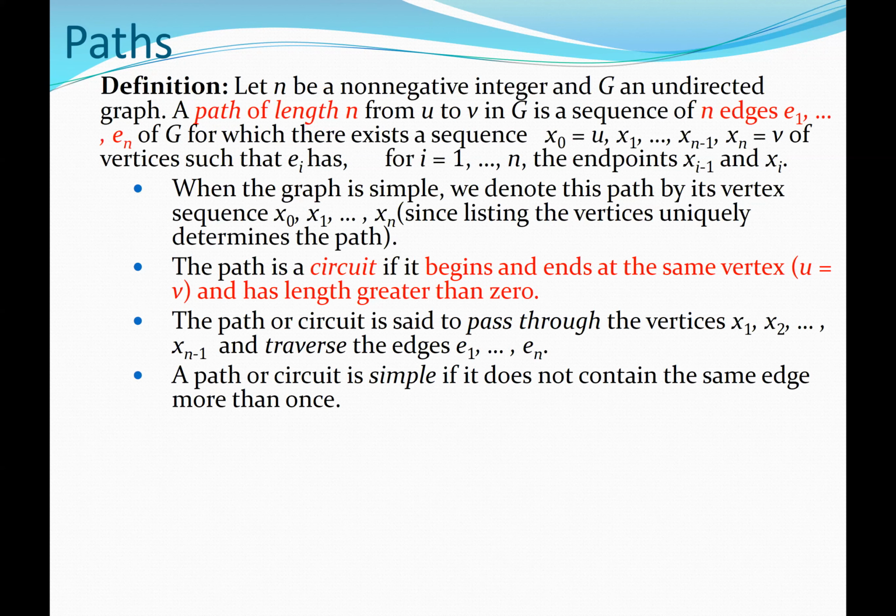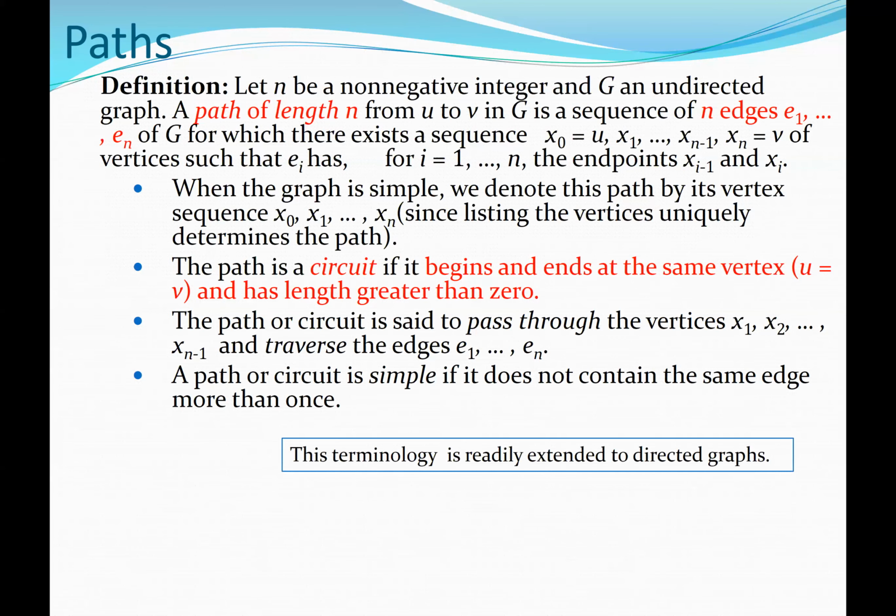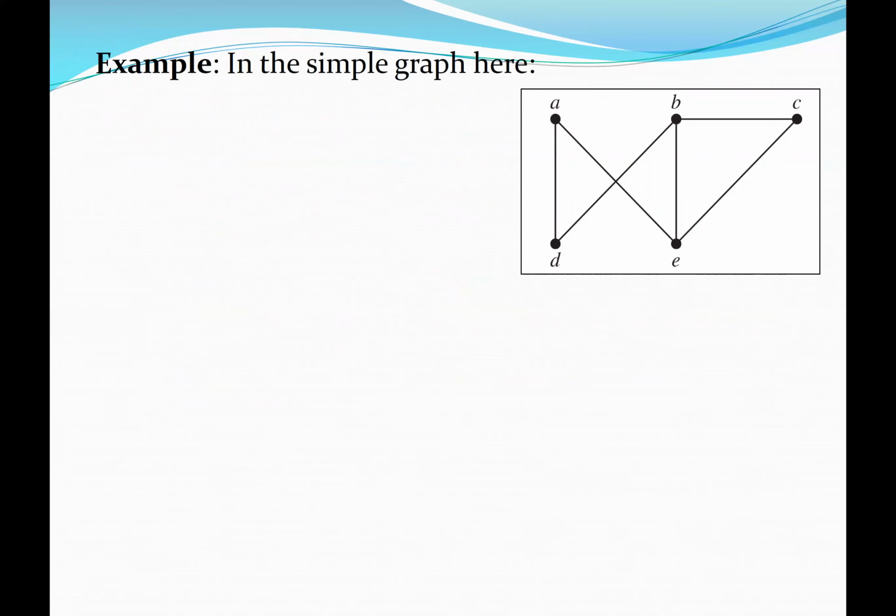A path or a circuit is simple if it does not contain the same edge more than once. So you can have a simple path when it doesn't contain the edge more than once. Same thing with a simple circuit: you travel and go back and don't repeat an edge. That's what we call a simple circuit. And we can extend this to directed graphs also. Here's an example. Suppose we have a simple graph here, with no multigraph and no loops, just a simple graph as we defined in section 10.1.